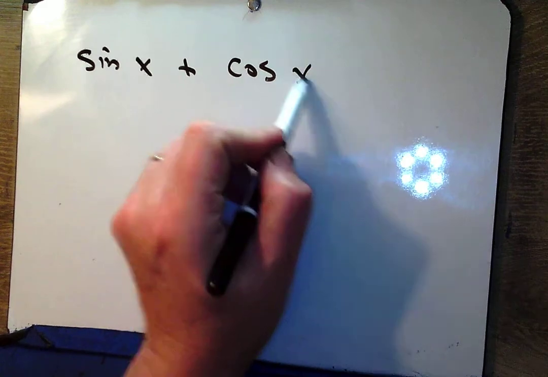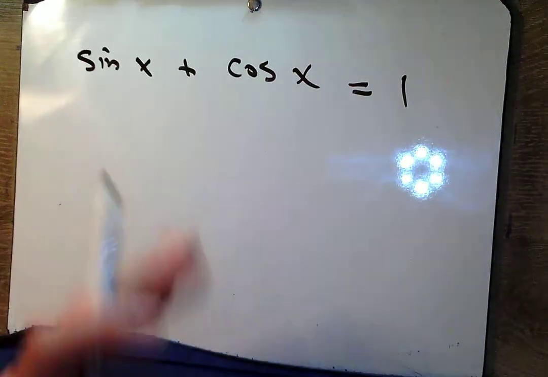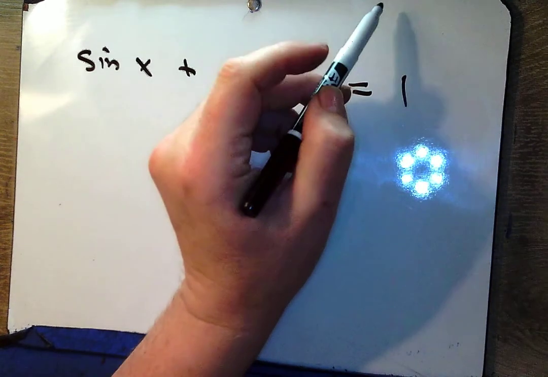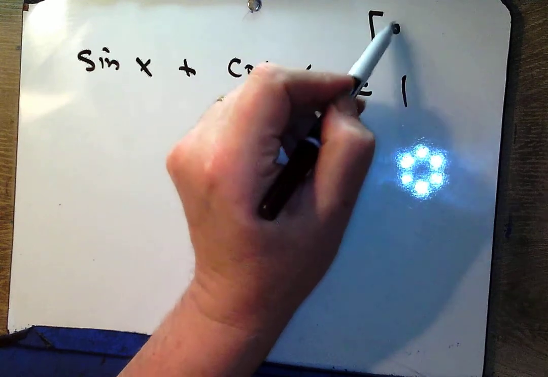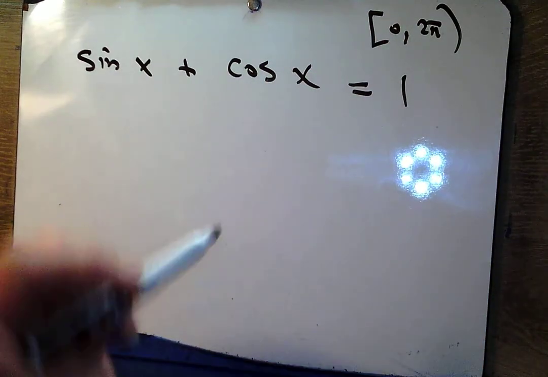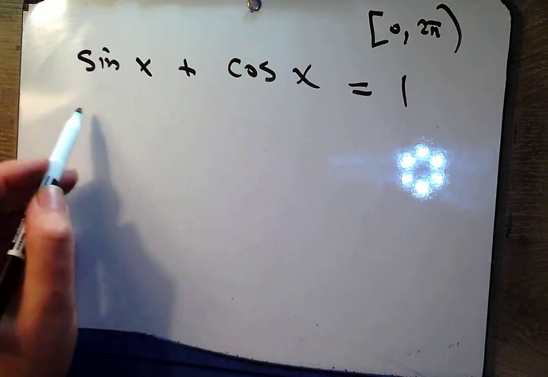Plus cosine x equals 1. All right, so solving this. Let's do it on both 0 to 2 pi and all solutions, but let's start with 0 to 2 pi. Generally, what I see students do is this.